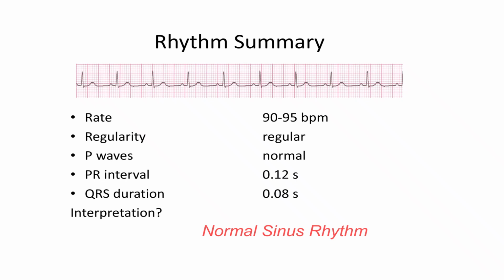Next, we need to look at the P waves. Is there a P wave before every QRS? Are they all upright? Are they uniform? Are they equal distances apart? Yes. Now we need to measure that PR interval. Is it greater than 0.20? Do we have a first degree heart block? Absolutely not. It's 0.12. Next, we need to look at that QRS duration. Is it greater than 0.12? Does it look wide and bizarre? No. So I know everything is in normal parameters. So I am normal sinus rhythm.